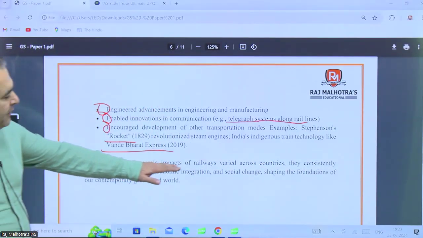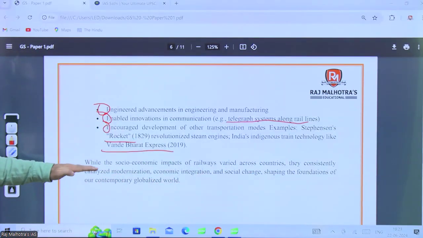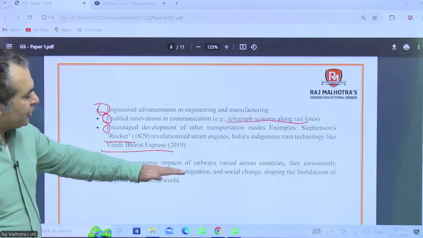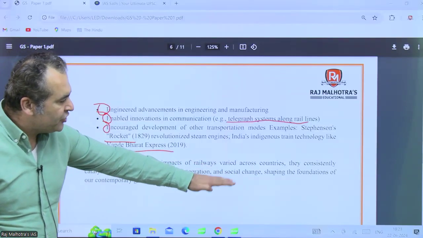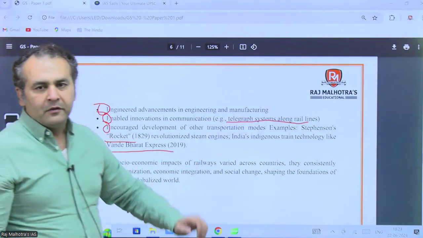While the socio-economic impacts of railways varied across countries, they consistently catalyzed modernization, economic integration, and social change, shaping the foundations of our contemporary globalized world.